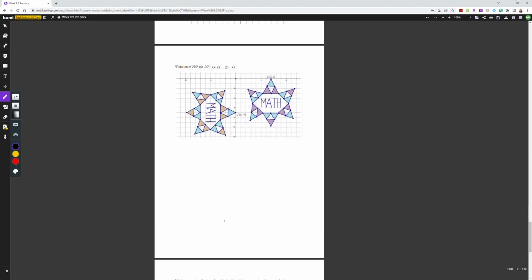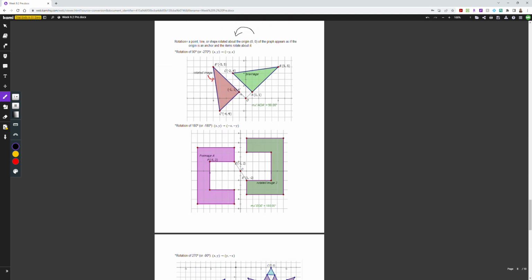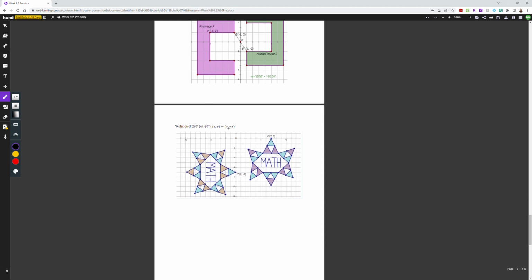All right, and then for our last rotation of 270 degrees, it's essentially like your 90, except your y-coordinate, you're not flipping the sign, and your x-coordinate will be flipping the sign. So essentially what I'm trying to say is that the x-coordinate of your image is going to be the y-coordinate of your original, all right? And the y-coordinate of your image is going to be the negative x-coordinate of your original.